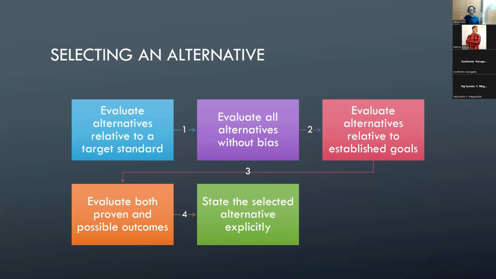Evaluate both proven and possible outcomes. Je, kuna outcomes zozote ambazo are known and can be associated with those alternatives? Then you try to analyze that. Kama kuna mtu mwingine ameshawahi ku apply hizo alternatives na akapata results fulani, then it means it can bring a little bit of assurance that maybe this could be a solution. However, you still have to think of the context of your organization or situation, so that you know, are these cases relating to each other? Can I use this as a case or not?